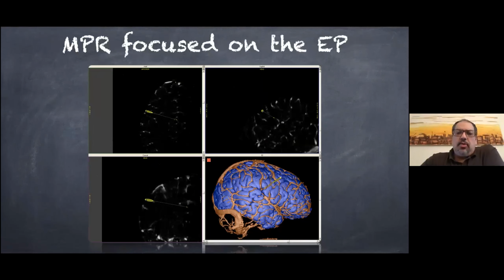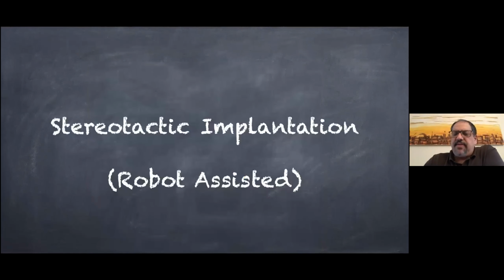So here you can see that, for example, we can enlarge the diameter of our virtual probe in order to check this avascular area. The planning is done some days or weeks in advance with respect to the true implantation.